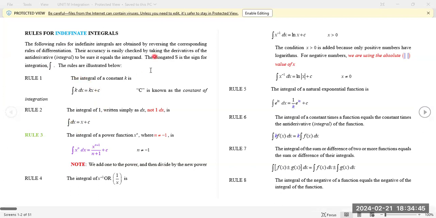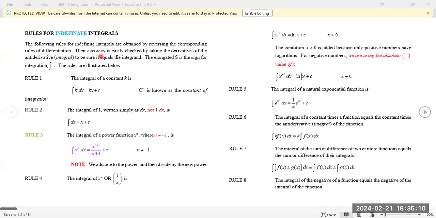The following rules for indefinite integrals are obtained by reversing the corresponding rule for differentiation. So what it means is that I'm using the opposite of differentiation. The opposite of differentiation is really integration. Their accuracy is easily checked by taking the derivative of the antiderivative or the integral. The antiderivative is known as the integral.